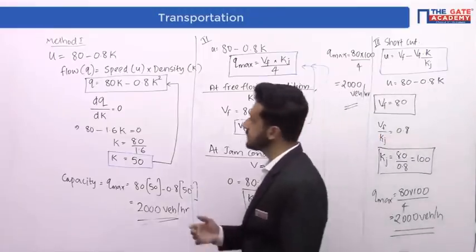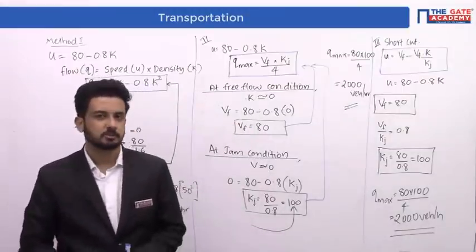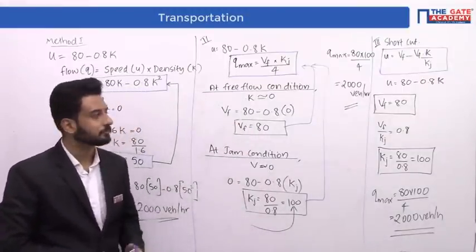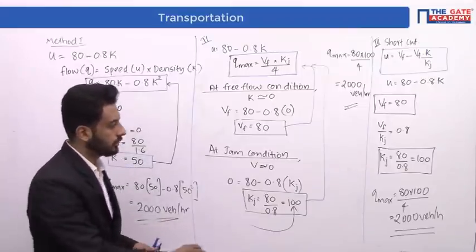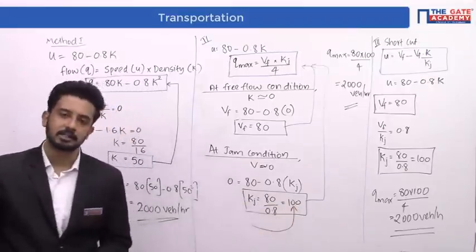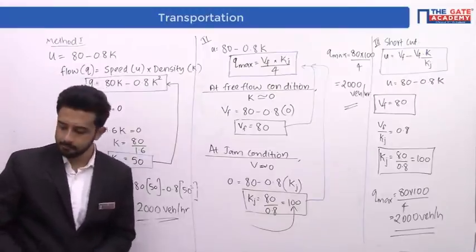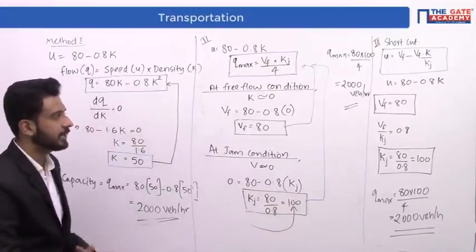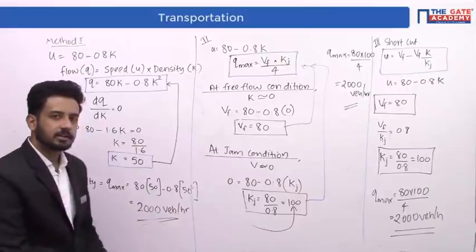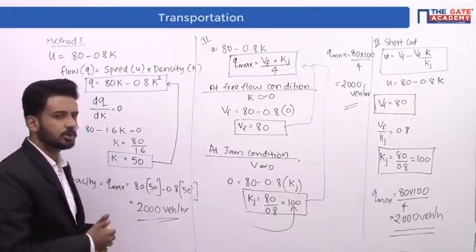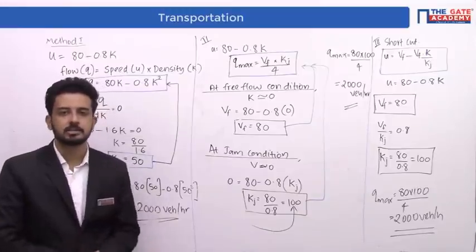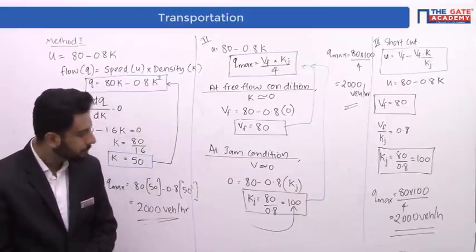Since they have mentioned that speed is in kilometer per hour and density will be in vehicles per kilometer, the value will be in vehicles per hour directly. So by comparing, you can decide in whichever way you feel comfortable, and whichever way you think you can solve the question fast, you can proceed in that way.